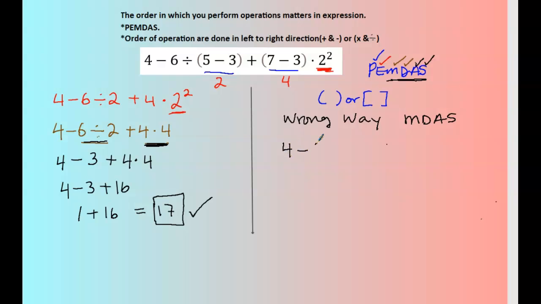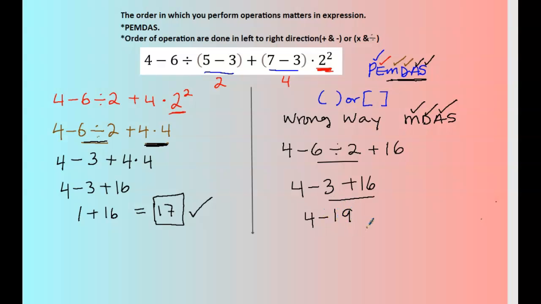So let's go ahead and do the multiplication. So 4 minus 6 divided by 2, and then 4 times 4 would have been 16. Now we can do the division. 6 divided by 2 would have given us 3, minus 3, and then plus 16. So the next in line is addition. We'll get 4, and when we add that one, we'll write 4 minus 19. And then finally, 4 minus 19 would have given us negative 15.